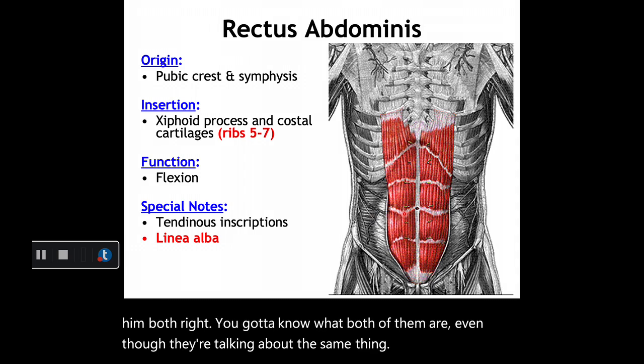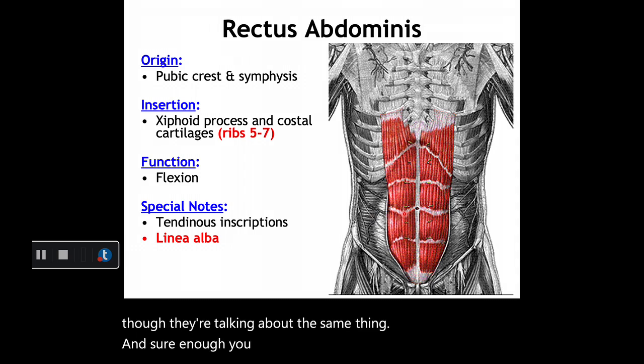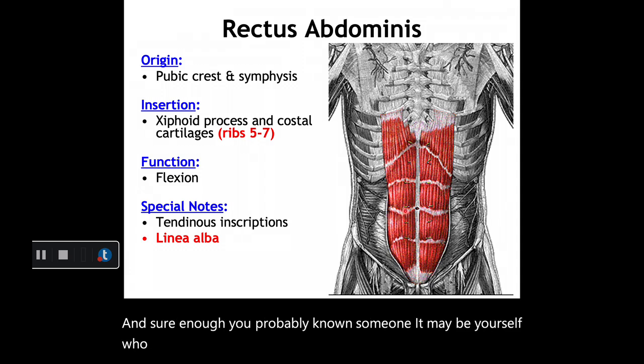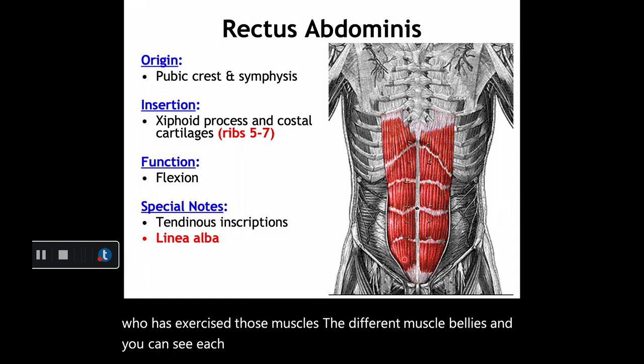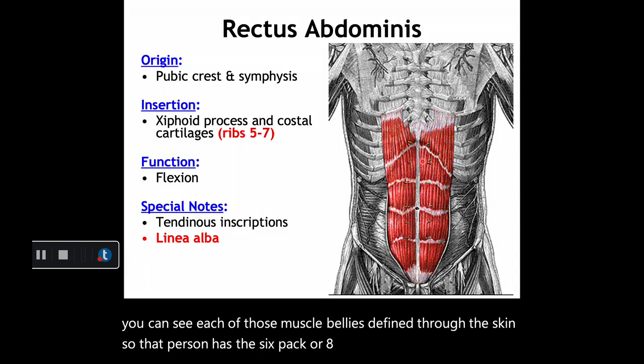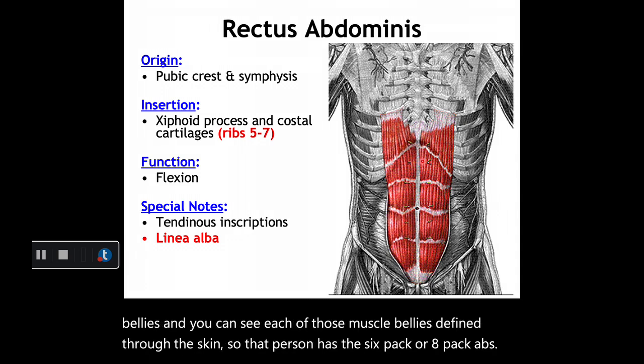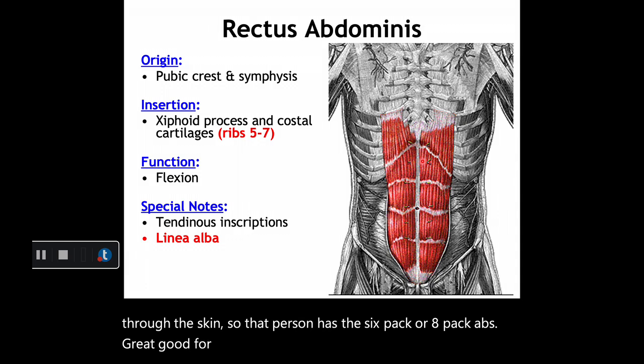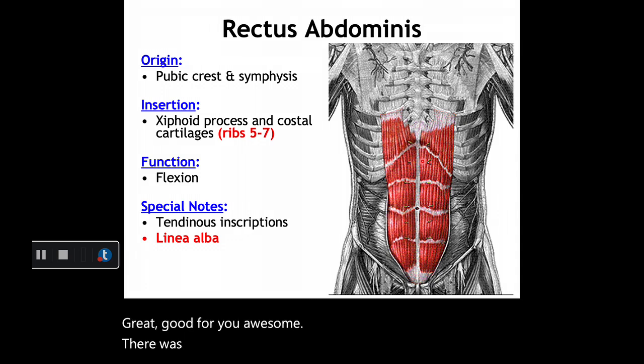And sure enough, you've probably known someone, it may be yourself, who has exercised those muscles, the different muscle bellies, and you can see each of those muscle bellies defined through the skin. So that person has like the 6-pack or 8-pack abs. Great. Good for you. Awesome. There was a time once, but no longer.